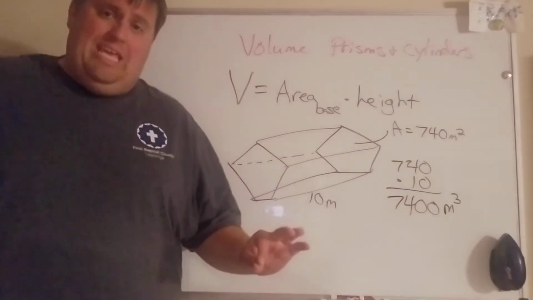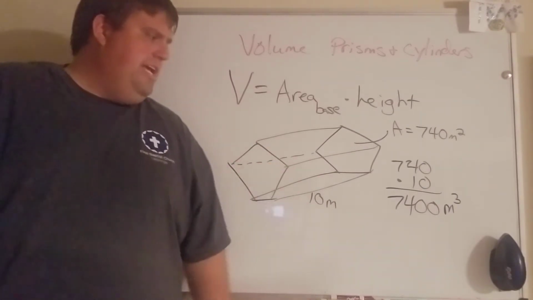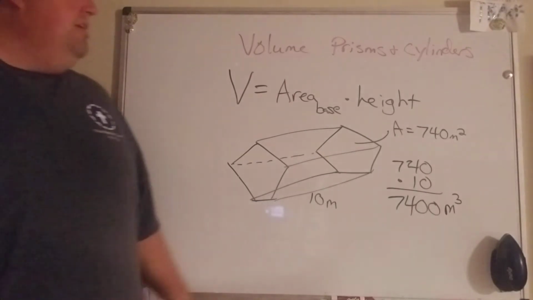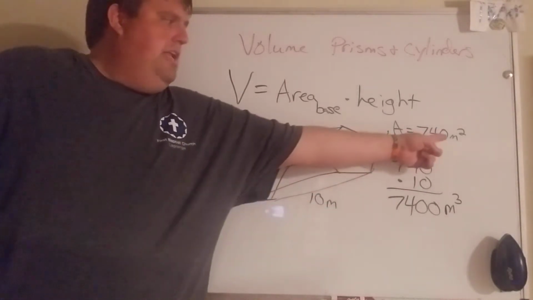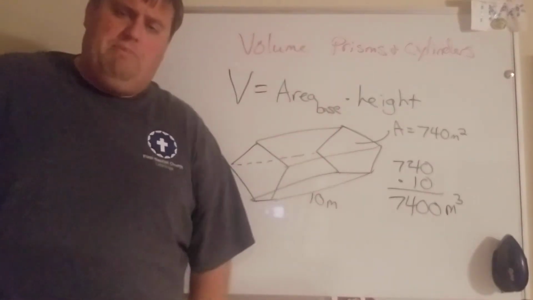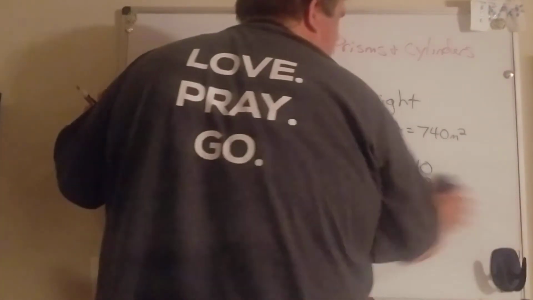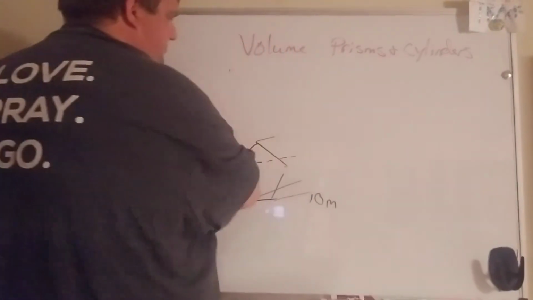Volume is always going to be in units that are cubed because you did three things times each other to get there. Right? In this case, we had 2 meters, we had one more meter. That's 3 of them. So we have 3 measurements. That's meters cubed.